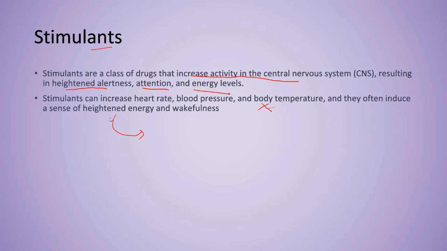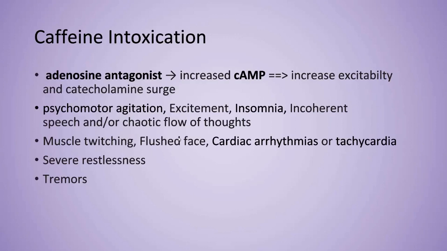So basically you have a sense of heightened energy and wakefulness. We have about 5 drugs in our syllabus which come under this, and we're going to start with caffeine. Caffeine intoxication is what happens when we have coffee and stuff like that. It's an adenosine antagonist causing increased cAMP levels, which causes excitability and catecholamine release. It's a very step one thing, so you don't need to worry about it.